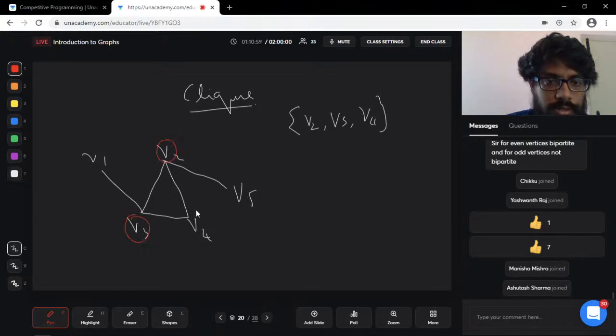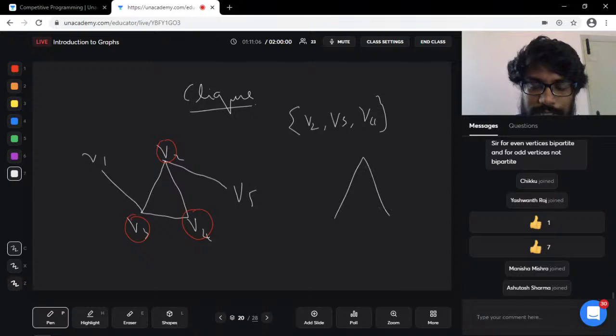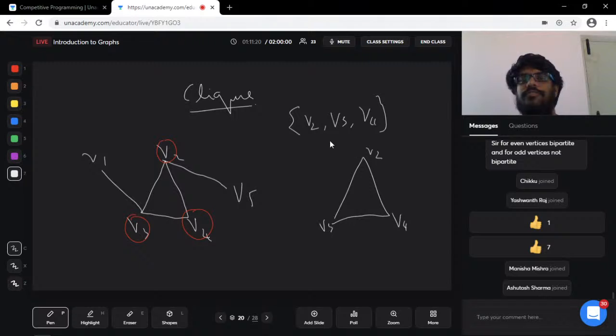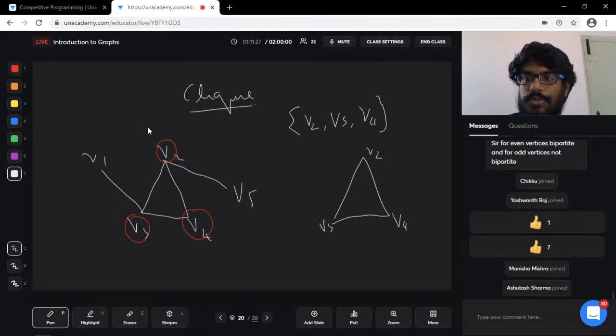Now what is the induced subgraph? The induced subgraph is just this triangle v2, v3, v4, and this is a complete graph, right? So every possible edge is present here. So an induced subgraph which is a complete graph is called a clique. So v2, v3, v4 forms a clique of this entire graph.